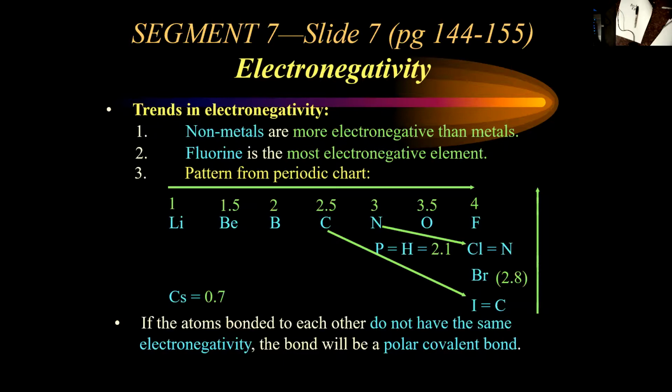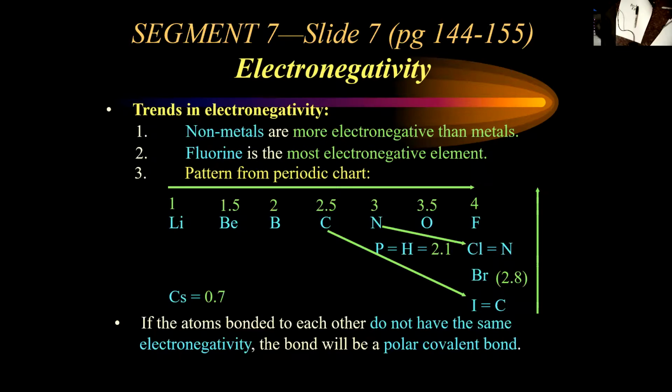Is the bond between the carbon atoms, each individual carbon atom, polar? No, because they have the same electronegativity. So there's no charge separation along that big chain due to the carbon atoms bonded to each other.